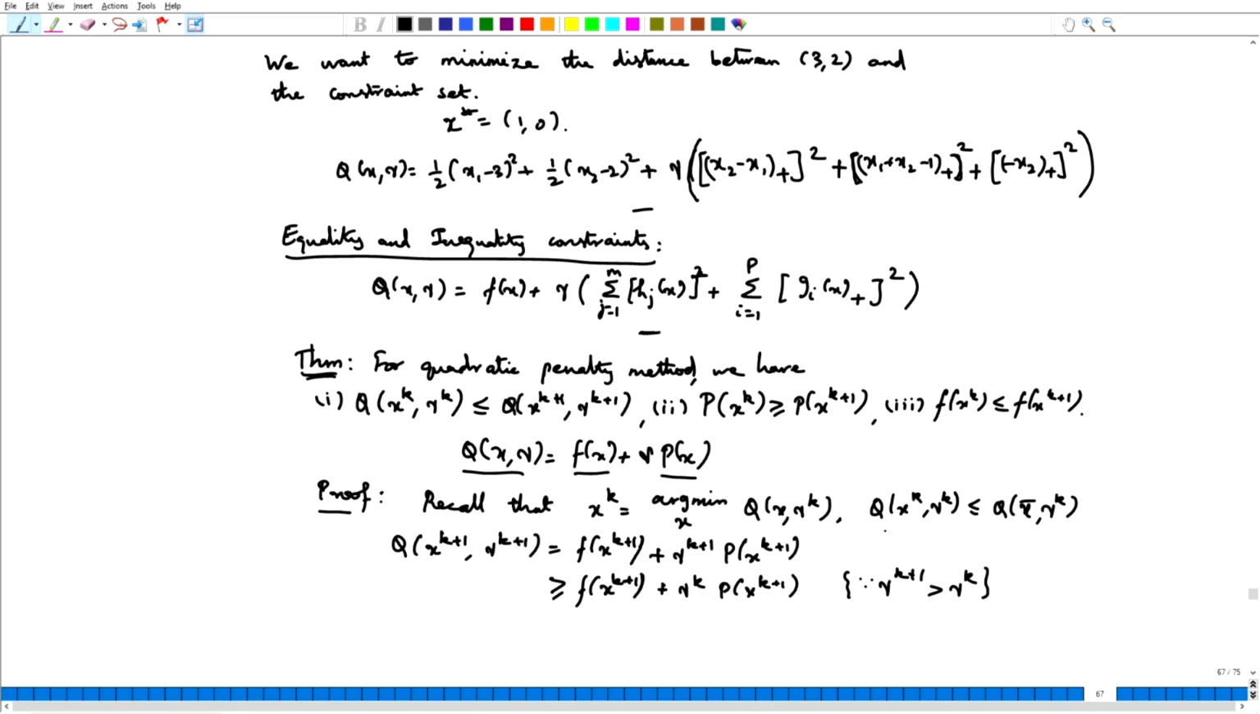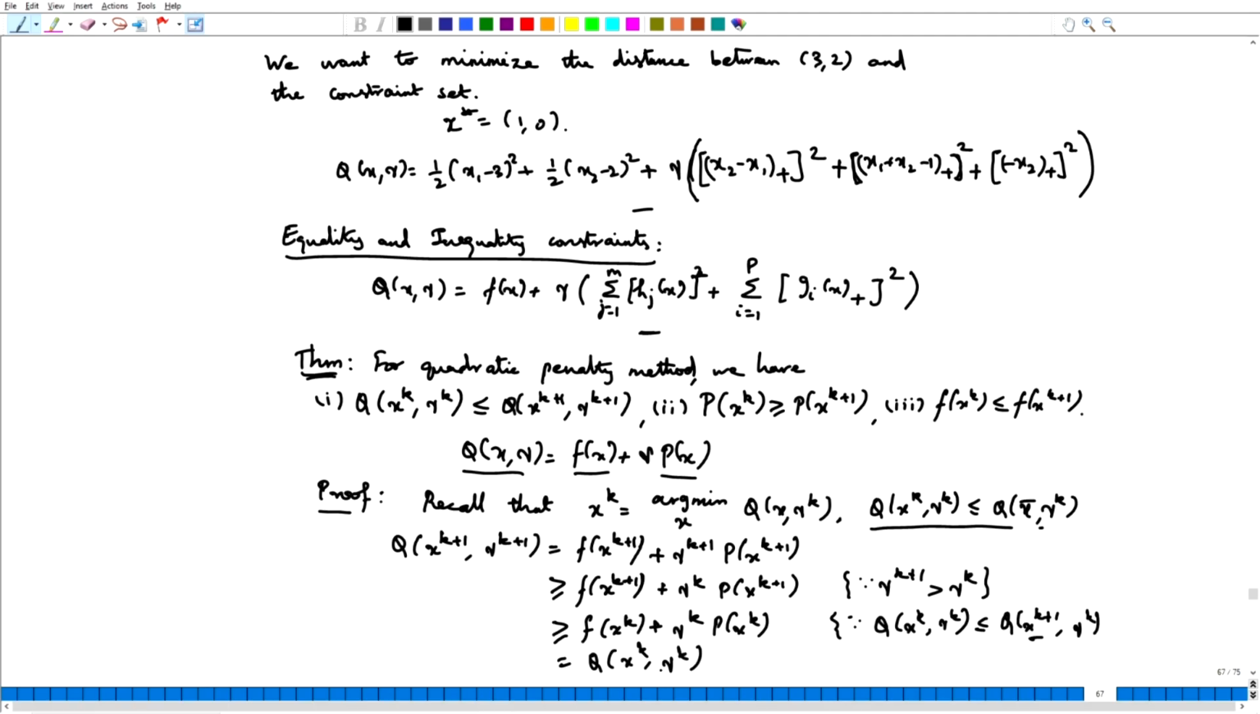But from this equation we have this to be greater than or equal to f of x k plus gamma k p of x k. That follows from q of x k, gamma k less than or equal to q of x k plus 1, gamma k. You can put anything here; I have put x k plus 1, and this is just q of x k, gamma k. So you can see that q of x k plus 1, gamma k plus 1 is greater than or equal to q of x k, gamma k. That is the first result.